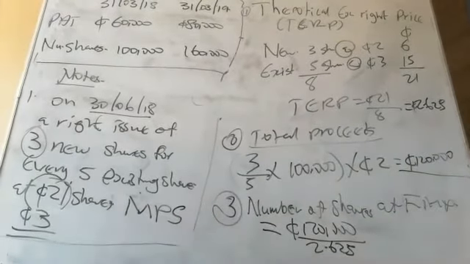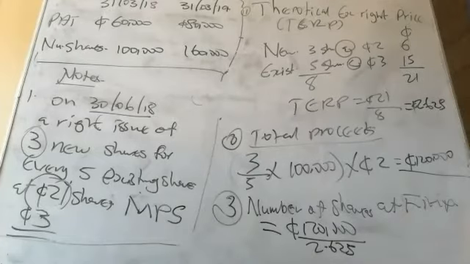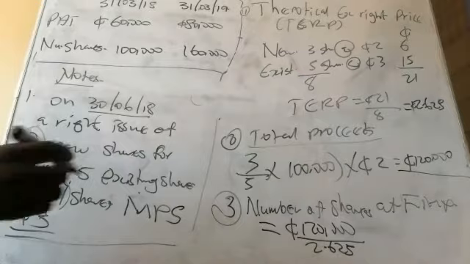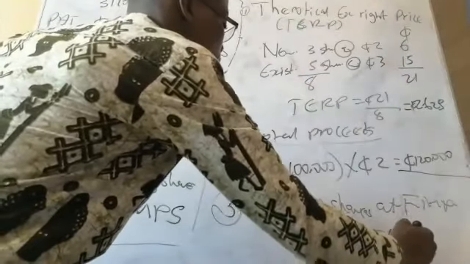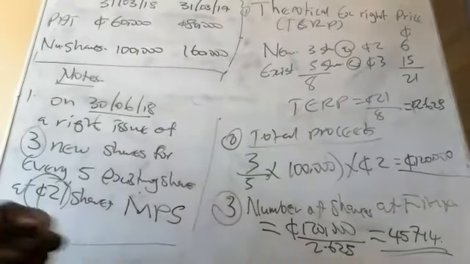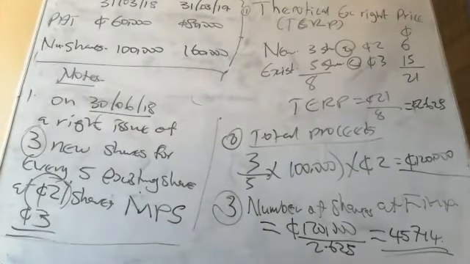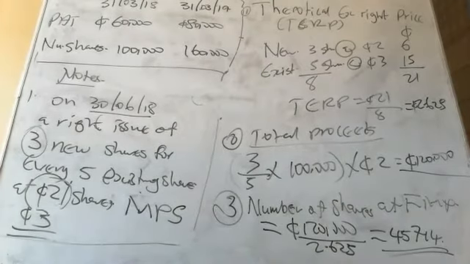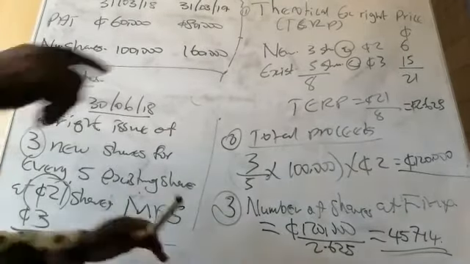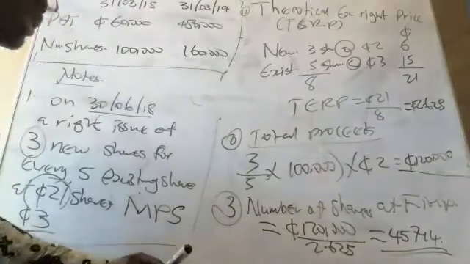So 120,000 divided by 2.625. And that gives us 45,714 shares. So that means the number of shares that came in at a full market price is 45,714. The rest were for free. They didn't pay anything. If they should have paid that money that we have received, 120,000, we can only buy 45,000 shares. The rest was free.